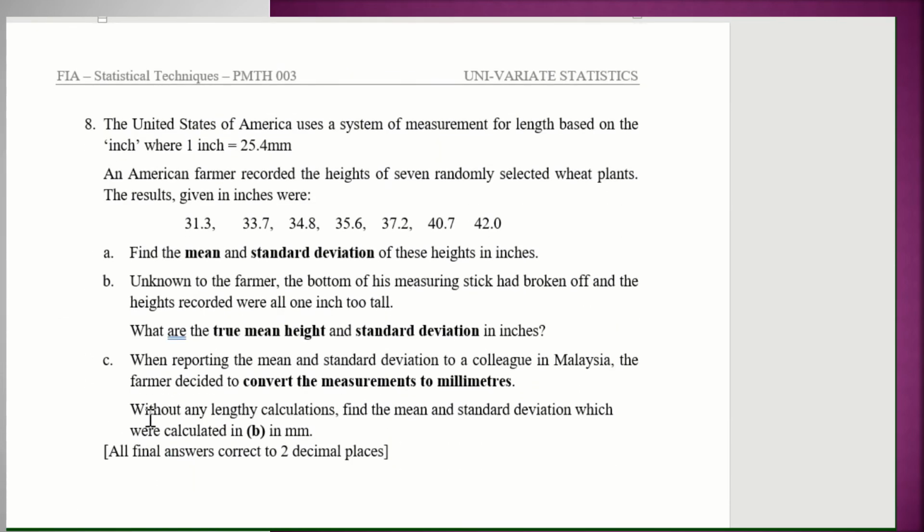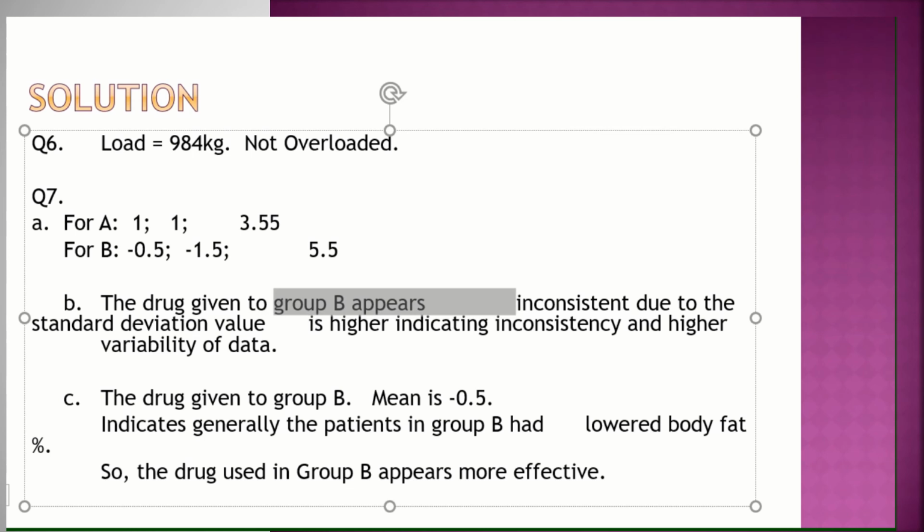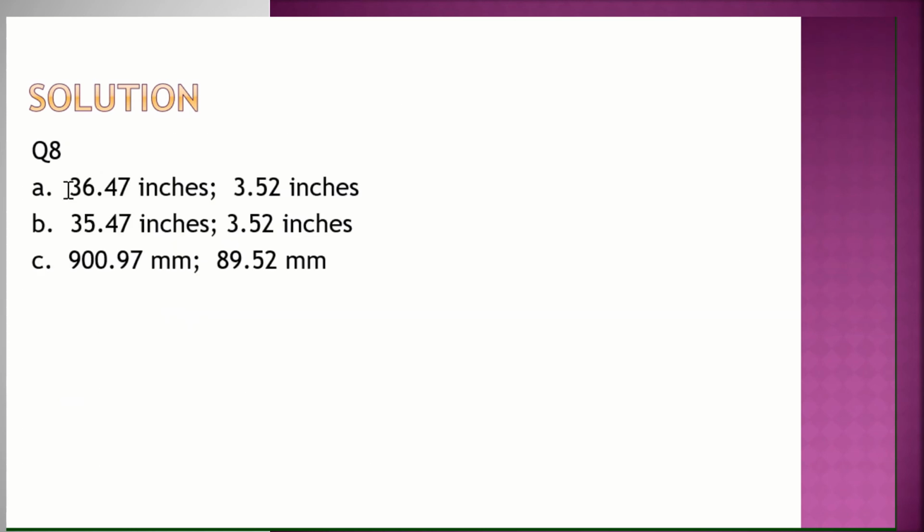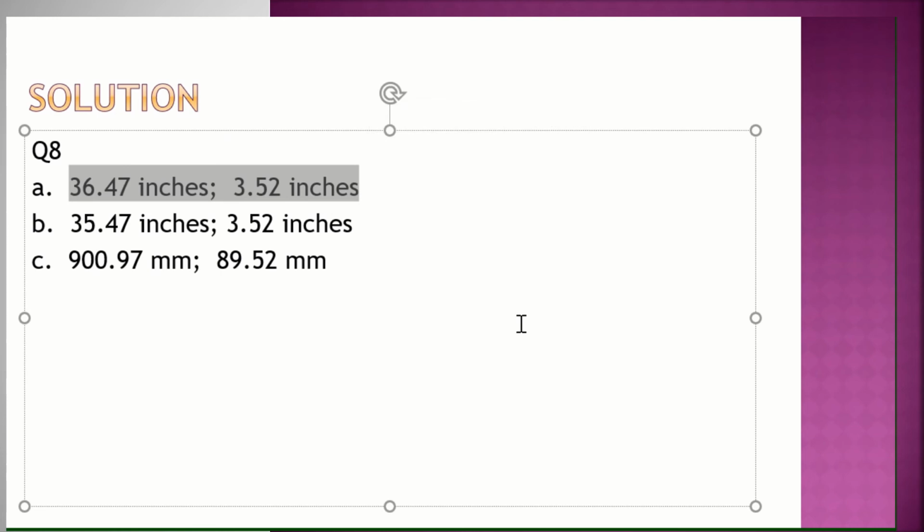Okay, number 8, same thing. You find your mean and standard deviation. Originally, try to use your calculators. Unknown to the farmer, the bottom had broken off, and all records were recorded 1 inch too tall. So that means it is 1 inch higher than it's supposed to be. So what is the true mean? Originally they record this. They are saying now it's broken. So whatever record given there is 1 inch longer than it should be. So originally you have to minus 1. Standard deviation won't change when you plus and minus.